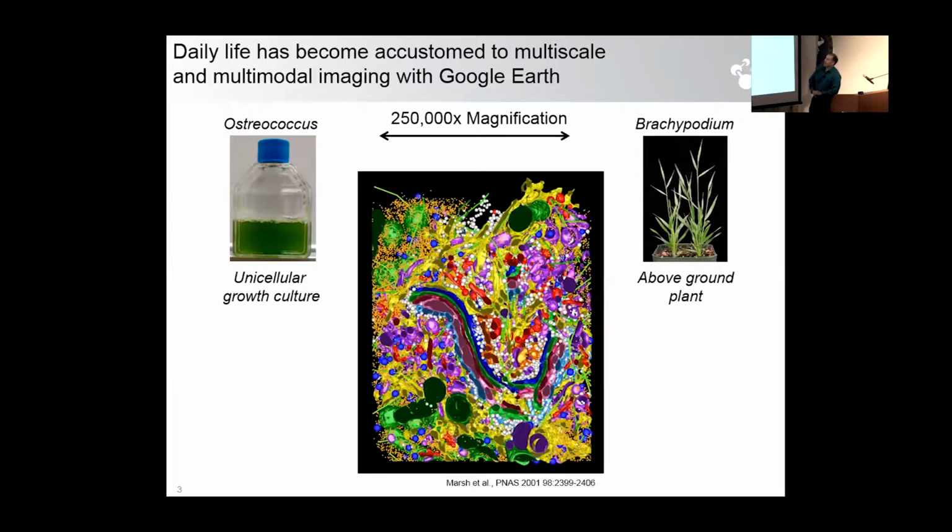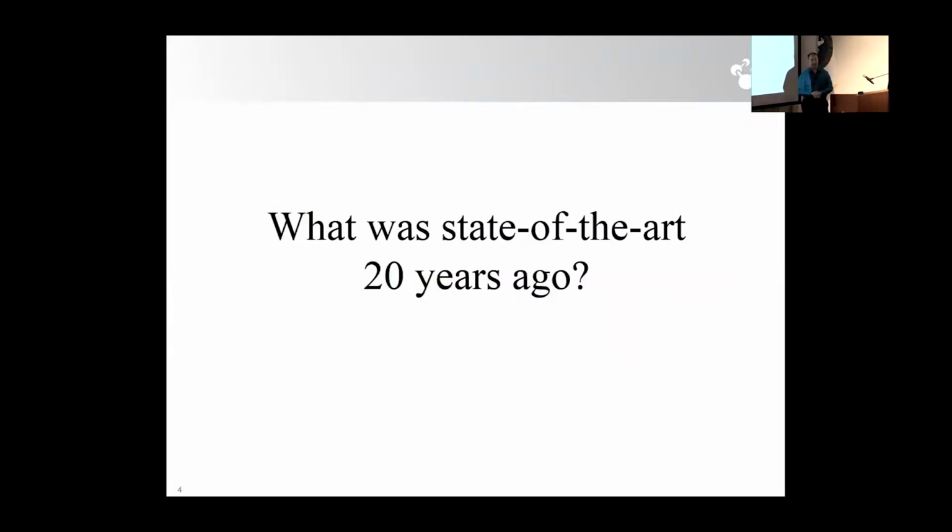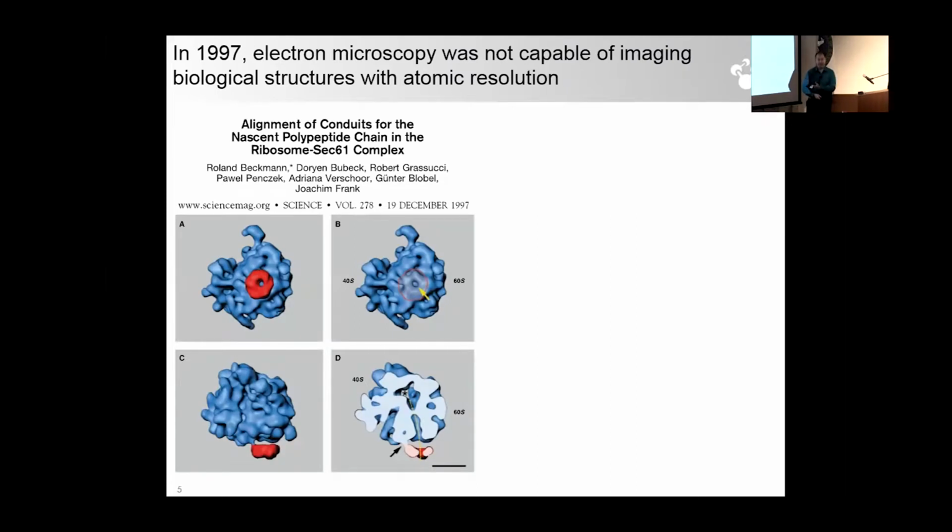But before getting there, it's the 20th anniversary celebration. So what was the state of the art for this type of bioimaging 20 years ago? Well, if you look in the literature and look in Science magazine, the single article published in 1997 having to do with any cryogenic electron microscopy capabilities for structural work was this article by Joachim Frank's group.